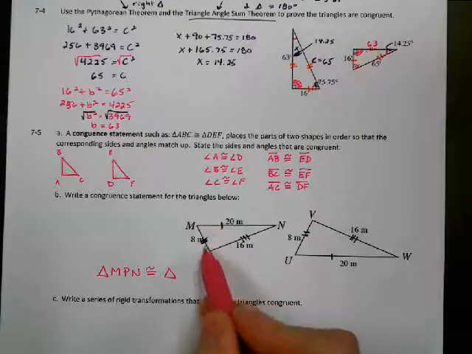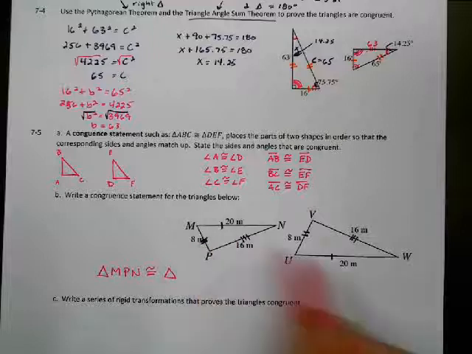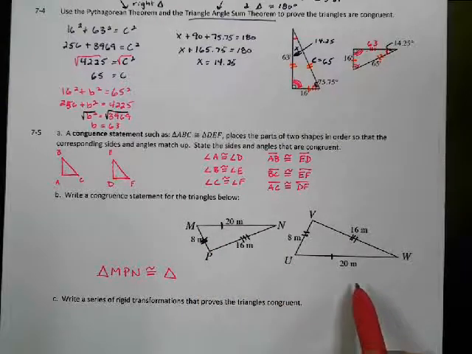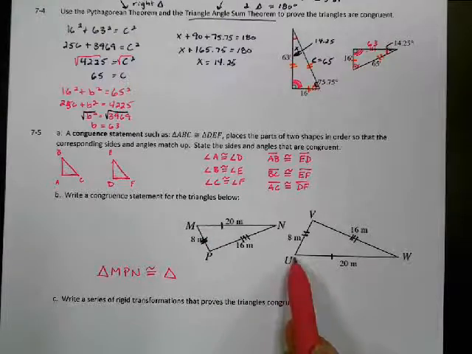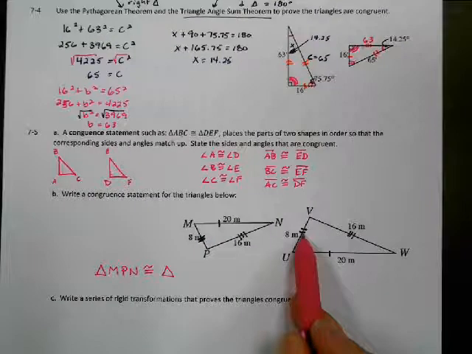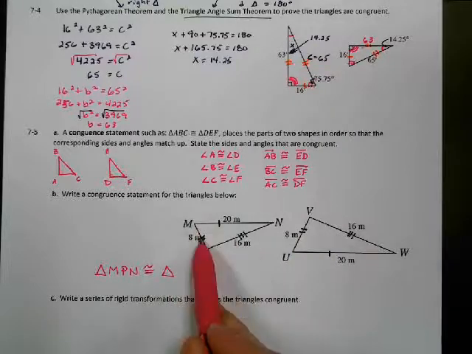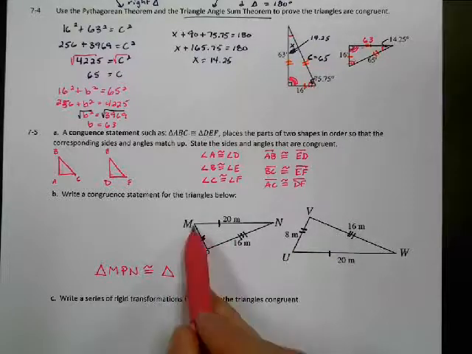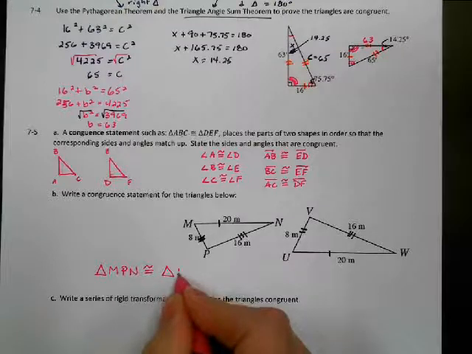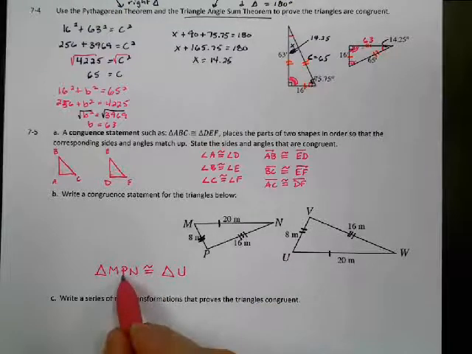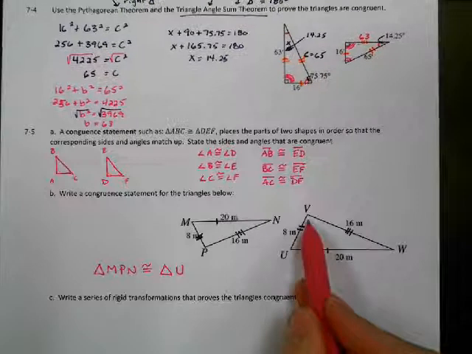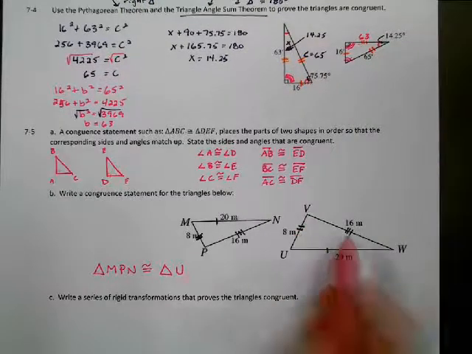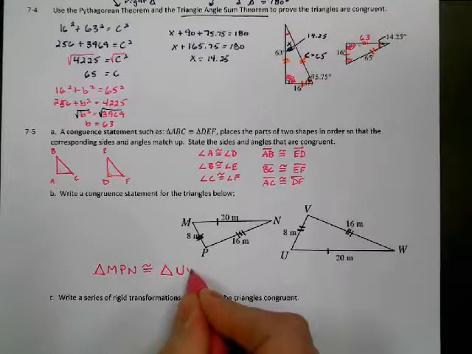So M should correspond to U, because U is between 1 tick mark and 2 tick marks, and M is between 1 tick mark and 2 tick marks. So those two angles should match up with each other, so I have to put U right here. Next, I wrote P. P is between 2 tick marks and 3 tick marks. Over here, V is between 2 tick marks and 3 tick marks, so V comes next. Lastly, I've got N. N is between 1 and 3, and W is the last one, between 1 and 3.